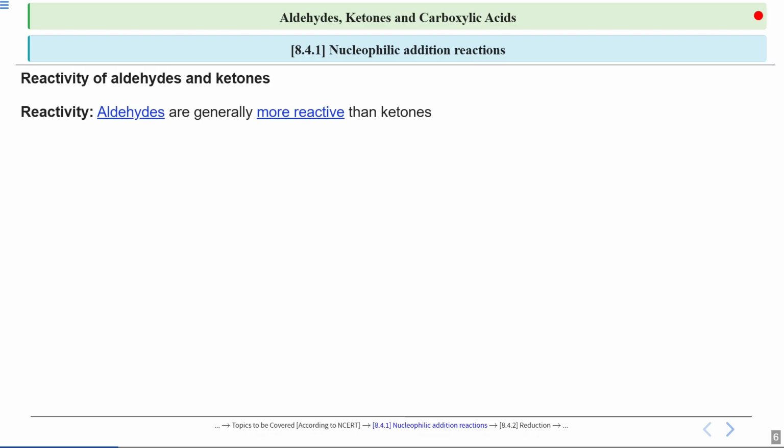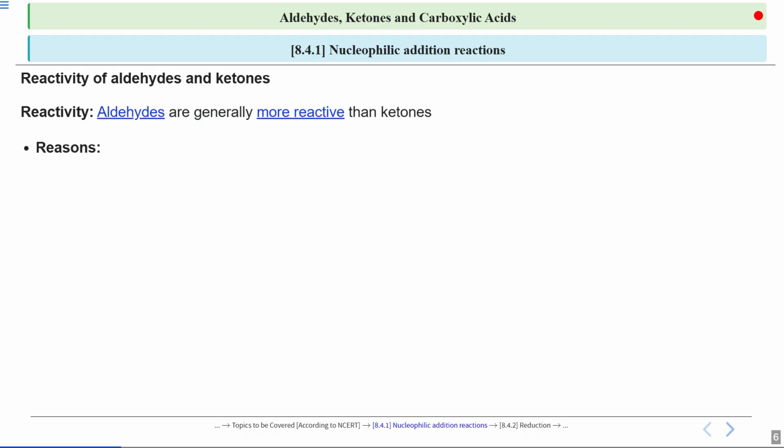See, the reason is quite simple. This is because aldehydes have only one alkyl group which is attached to the carbonyl carbon. As we have discussed in the structure of aldehyde, there is a carbonyl carbon. On one side of the carbon, there can be an alkyl or aryl group or hydrogen, and on the other side there is one hydrogen. So aldehydes have only one alkyl group attached to the carbonyl carbon, so it makes it more accessible for the nucleophiles.